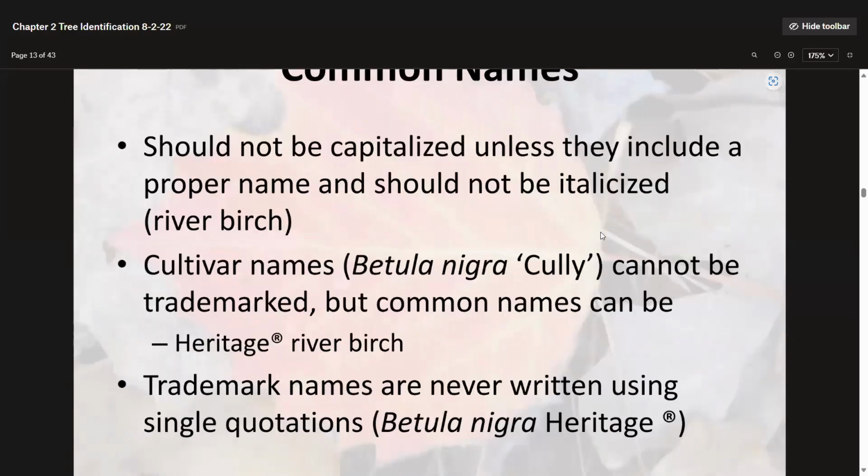All right. Cultivar names like Betula nigra 'Cully', okay, Cully in quotation marks, that can't be trademarked, but the common name can be. So if it's a Betula nigra 'Cully' Heritage river birch, that's the common name, Heritage can be trademarked, but Betula nigra 'Cully' cannot. Okay, does that make sense to everybody? The trademark names are never written using single quotations. So it just comes out when you write it, just like it looks on your screen, Betula nigra Heritage with the little copyright symbol, because Heritage can be copyrighted, okay?